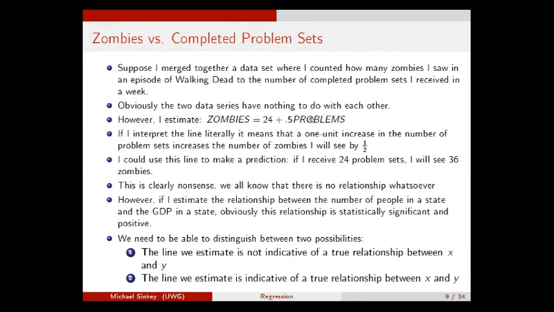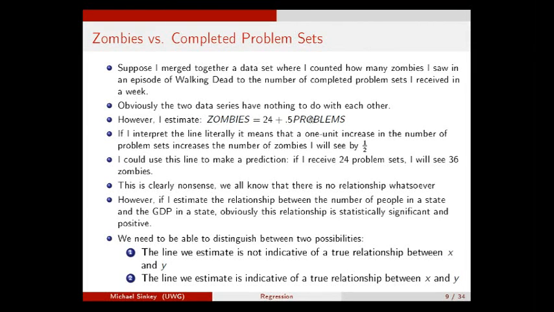So if I interpret the line literally, which I could form very easily, I just take a look at the average number of problem sets I receive, the average number of zombies I see, standard deviations, correlation coefficient, boom, I have a line. What it means is that if I get one more problem set, I see half a zombie in The Walking Dead. Now I can use the line to make a prediction. If I receive 24 problem sets, I plug that in. 24 times 0.5, that's 12, plus 24 is 36.